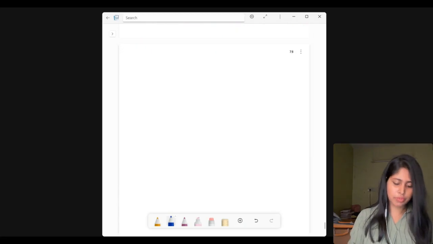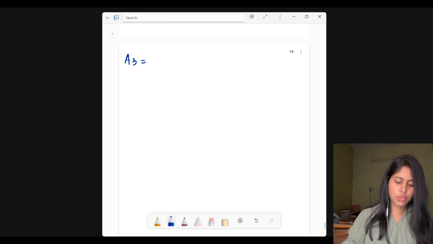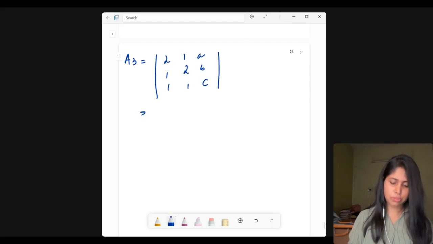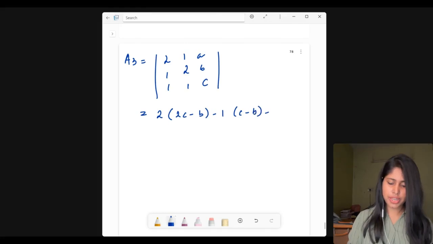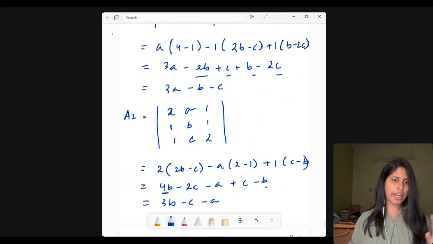Now next is A3, and for A3, as I have already told you, we need to replace the third column with the B column. So it will be 2, 1, 1, then 1, 2, 1, then A, B, and C. The determinant will be 2 into 2c minus b, minus 1 into c minus b, plus a into 1 minus 2, which is 4c minus 2b minus c plus b minus a, equal to minus a plus 3c minus b. So now we have got the values of A1, A2, and A3.